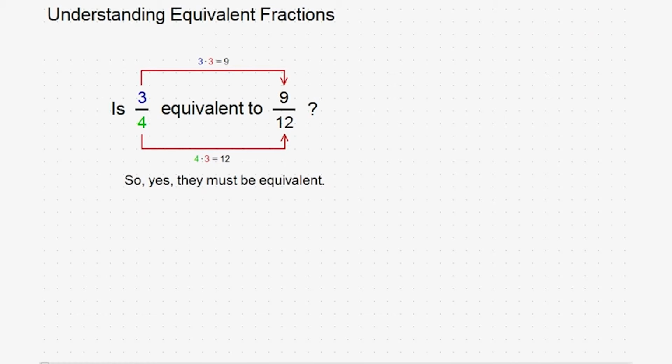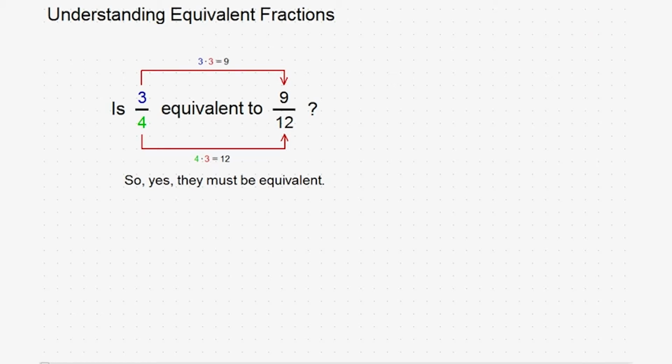Let's take a look at another example though. Let's say we are comparing 3/4 and 9/12. You see how it's possible to multiply the top and bottom of 3/4 by the same number, in this case 3, so that it will look the same as the other fraction? 3 times 3 is 9, and 4 times 3 is 12. So these fractions are equivalent, and the fact that we are able to multiply the top and bottom of one fraction by the same number to turn it into the other is how we know for sure.